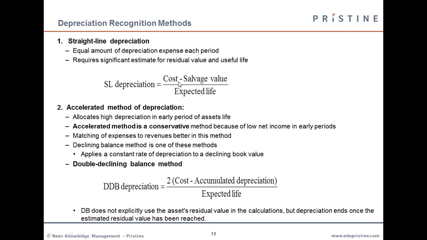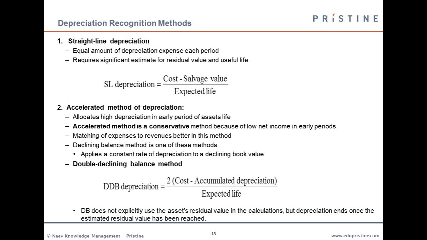So here, the way you calculate straight line depreciation is to subtract the salvage value, which is the value of the asset once the expected life is completed. Like once the machine is used for 5 years, the value it gives if you sell the machine, that's the salvage value. So you subtract the salvage value from the cost and divide it with the expected life. This gives you some value which is the same amount used across all the periods.